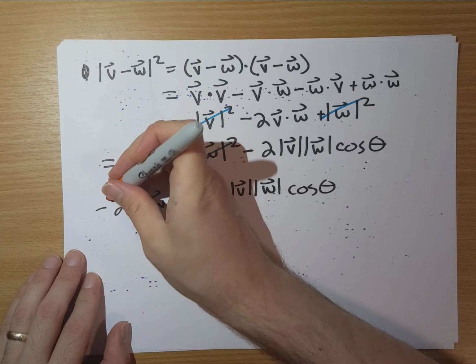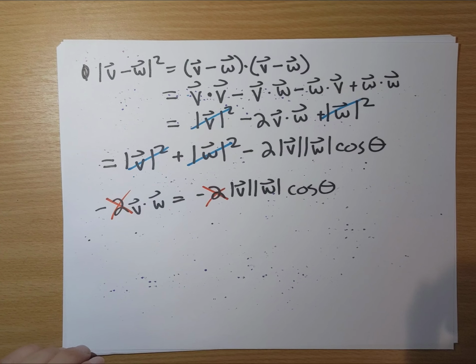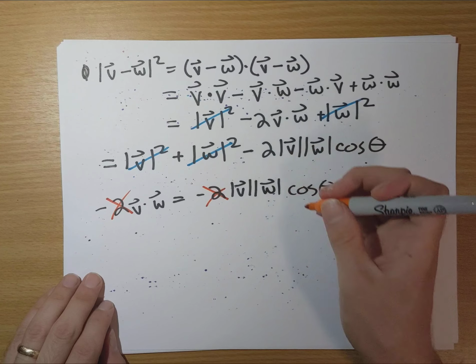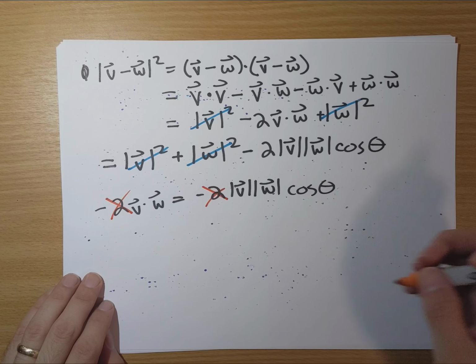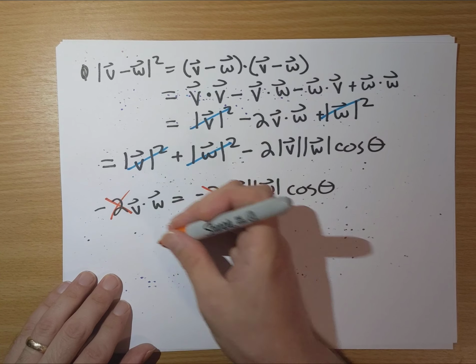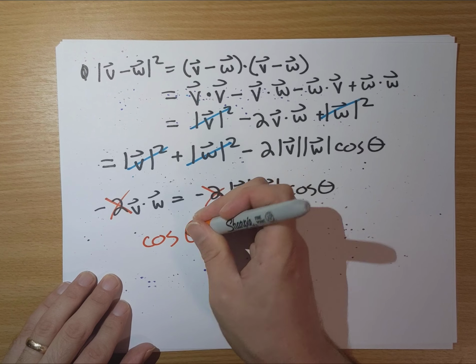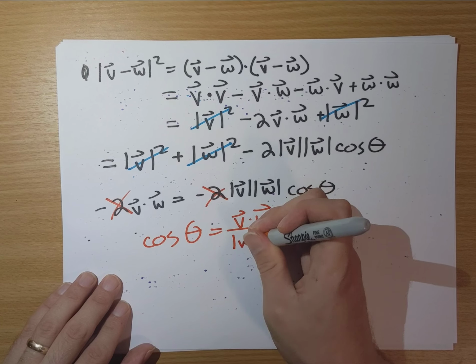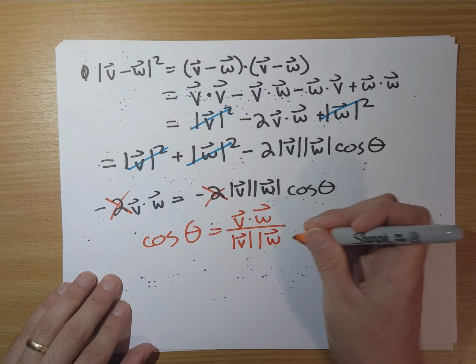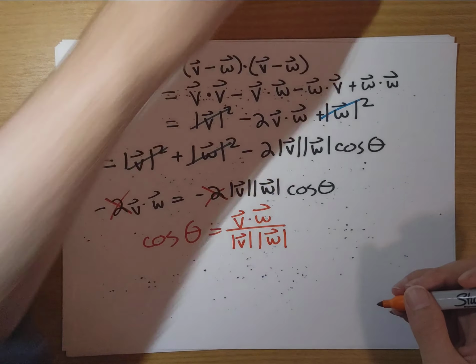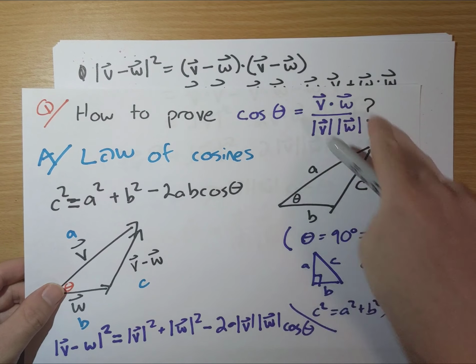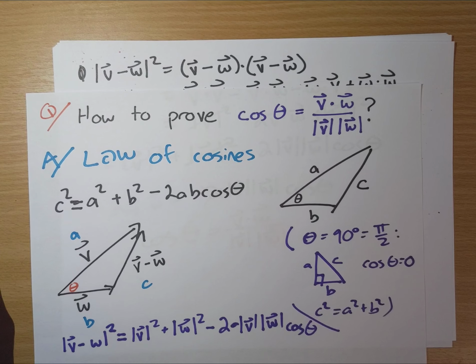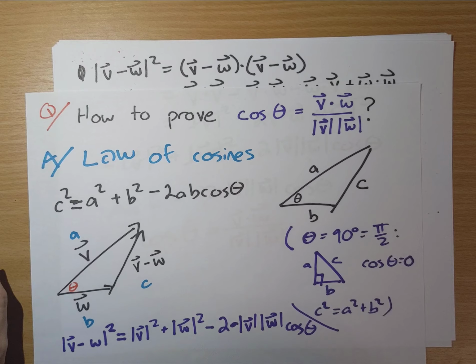And we are basically all done. Divide out by the negative 2's and divide both sides by the magnitude of v times the magnitude of w to get cosine theta is equal to v dot w divided by the magnitude of v times the magnitude of w, as desired. So yeah, a nice little application of the law of cosines.